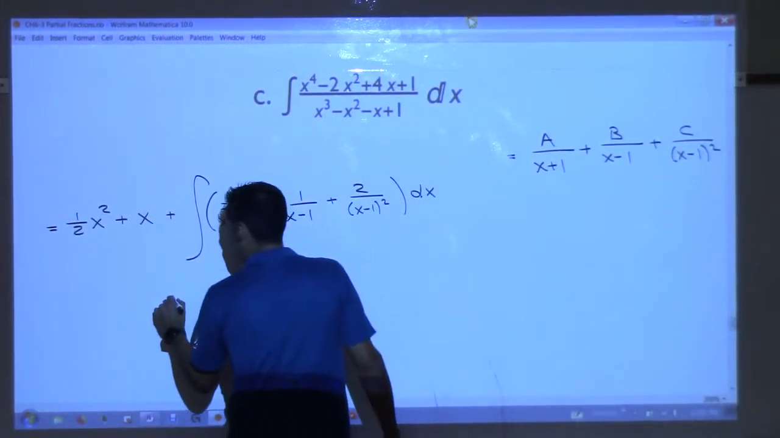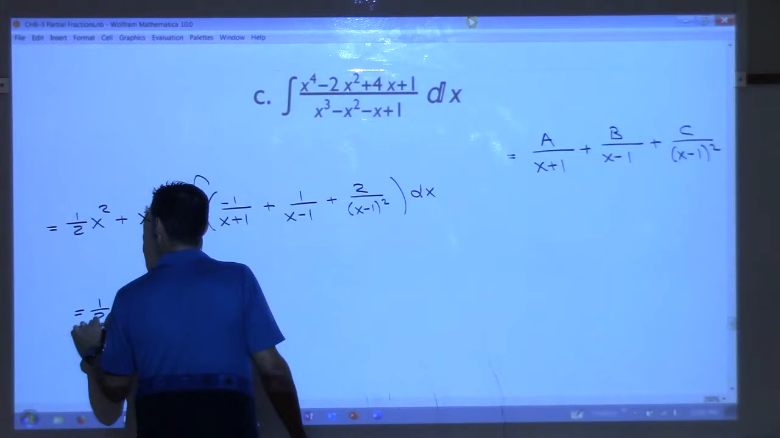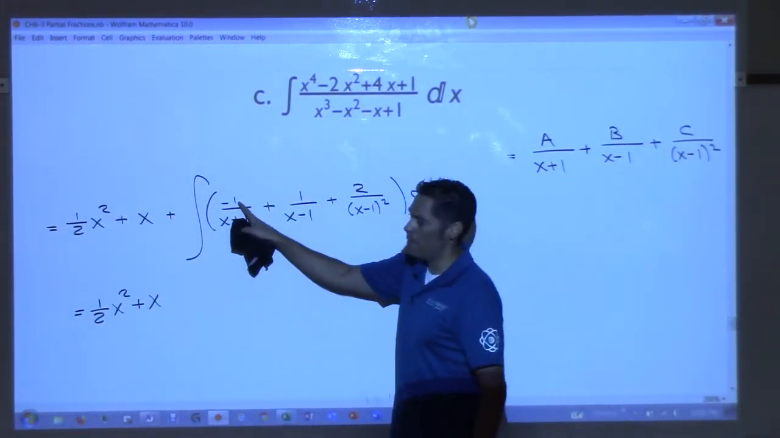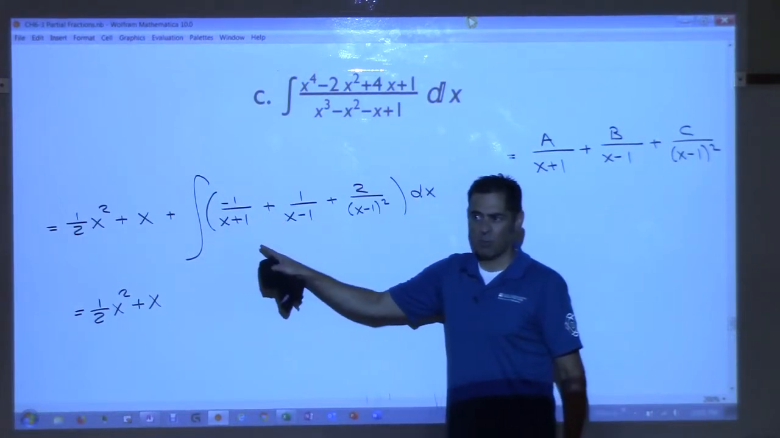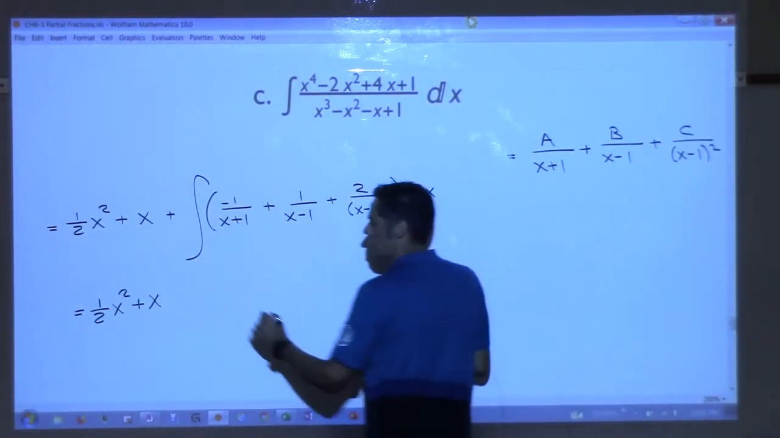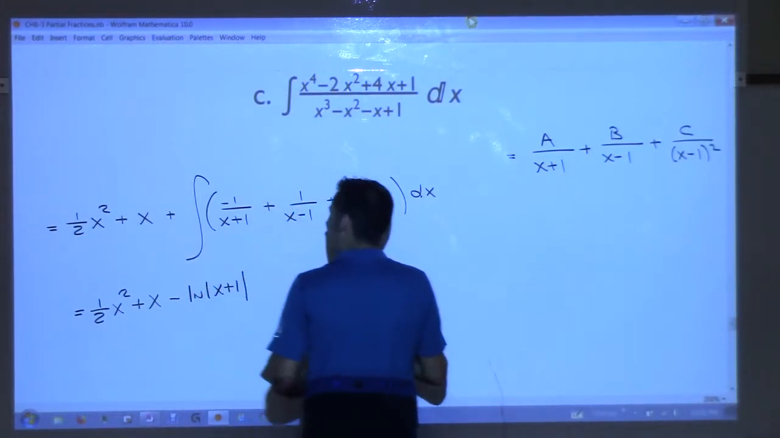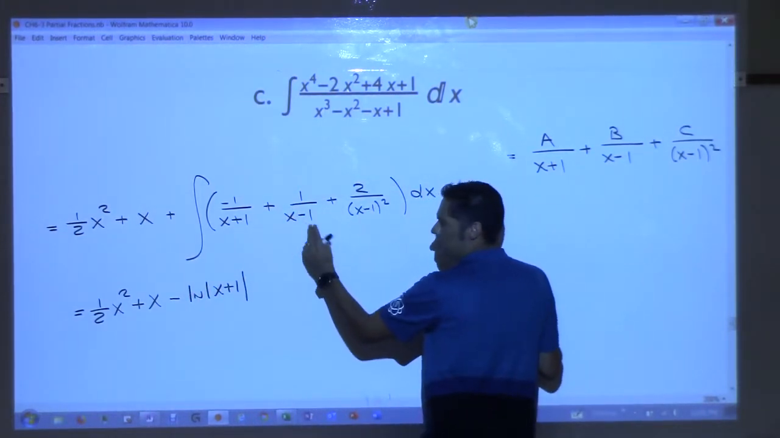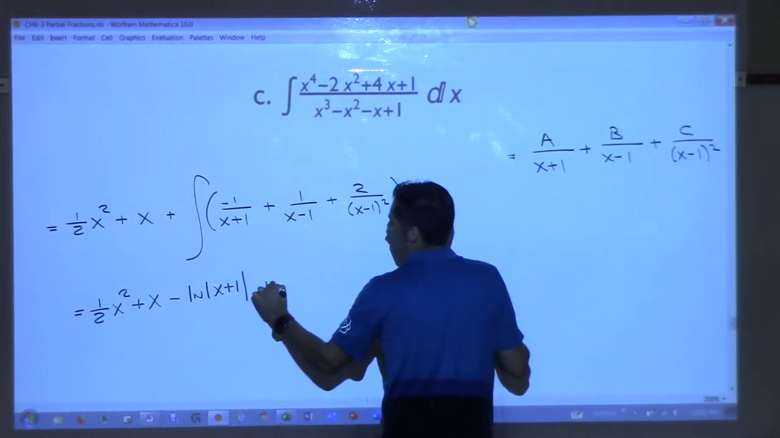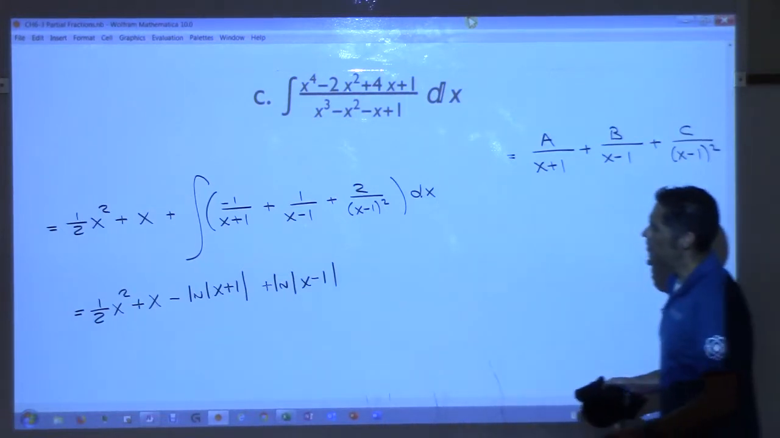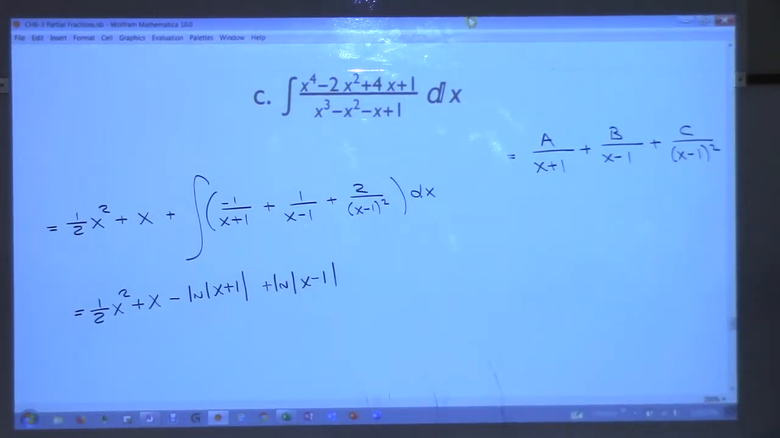All right, so now 1/2 x squared plus x. For this one, the negative can come out, right? And then we have 1 over x plus 1. The antiderivative of that's just natural log. So minus natural log of x plus 1. All right, this one right here, is that pretty straightforward? Natural log of x minus 1. Okay, this next one, you have to be a little careful because that's not natural log anymore, because it's squared.